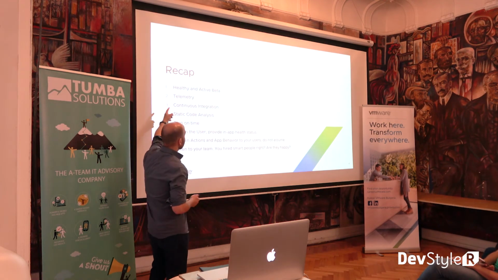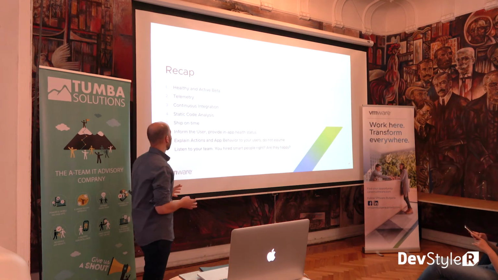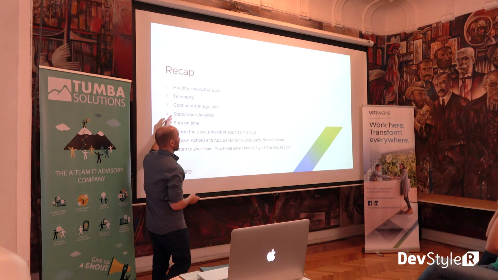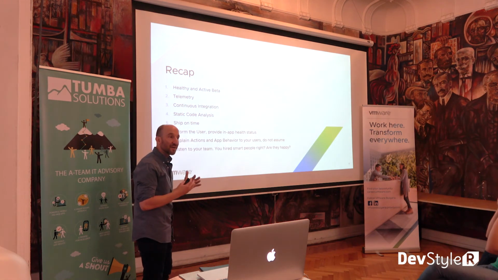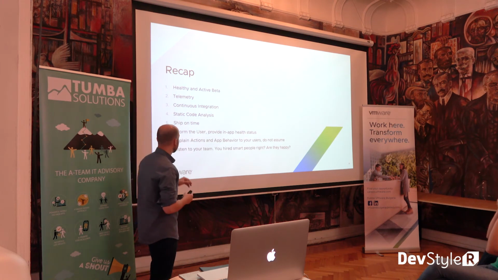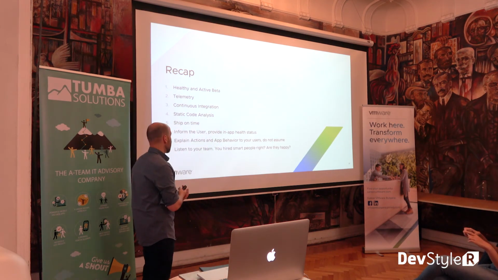So, to get to the end, the recap: healthy and active beta. If you don't remember anything else from this talk, have a healthy beta community, right? And then the other stuff is all about listening to what's happening in the field. Telemetry: have your app beacon out. Hey, the user's using this. Hey, this is happening. Hey, this thing is slow. This thing is not slow. Static code analysis, do continuous integration, ship on time. Do what you say you're going to do.